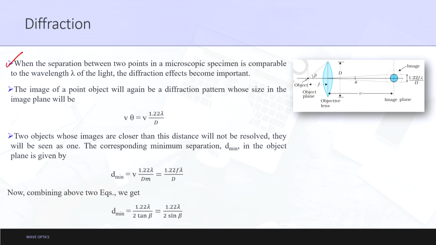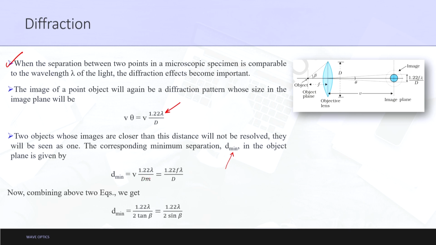So, the image of a point object will be again a diffraction pattern whose size in the image plane will be, again a similar concept, v theta, we know the value of theta, that is 1.22 lambda by capital D. Two objects whose images are closer than this distance will not be resolved, they will be seen as one. It is just trying to say that these two objects will be merged into one image. The corresponding minimum separation, so that minimum separation which we require so that these two objects are not merged, that d min is nothing but v times 1.22 lambda by capital D, divided by m, and this m is nothing but magnification here.